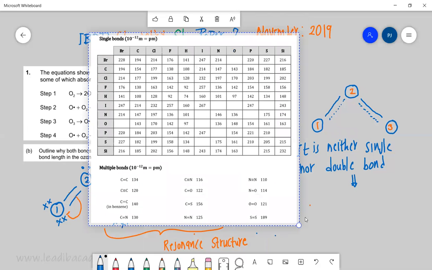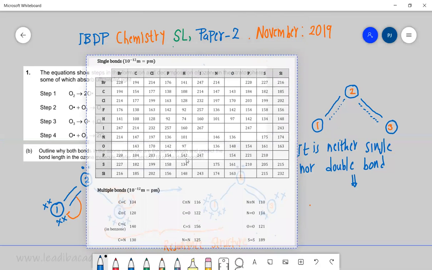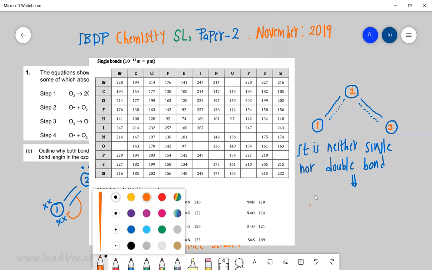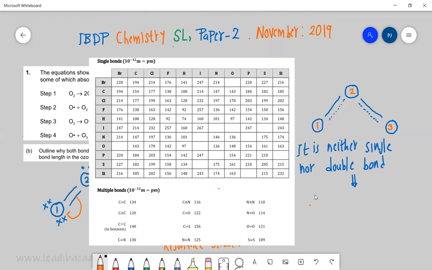So that we can predict the bond length. This is section 10 of the data booklet. What is the bond length of an oxygen-oxygen single bond? We can clearly see that it is 148 picometers.